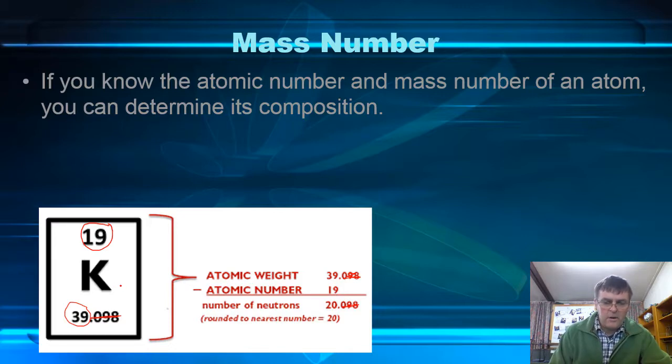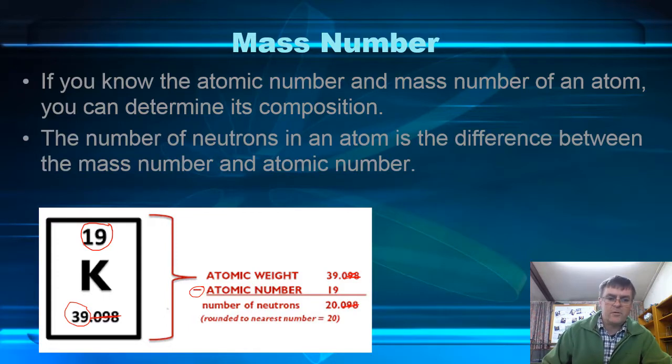If I subtract the atomic number 19 from 39, I get 20. Therefore potassium has 20 neutrons. So the number of neutrons is the difference between the mass number and the atomic number.